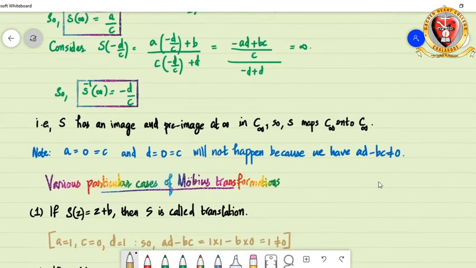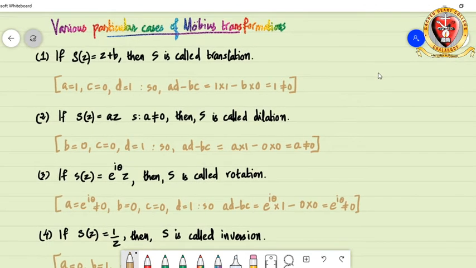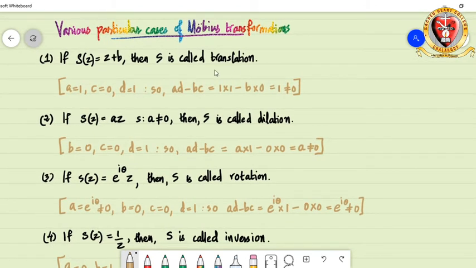Now we are thinking about various particular cases of Mobius transformations. So the first case of Mobius transformation is called translation. It is nothing but if we are taking Z, S of Z will be Z plus B. Okay. And in the form of the Mobius transformation we said earlier, it is AZ plus B divided by CZ plus D such that AD minus BC is not equal to 0. So here A is turning out to be 1, B is a complex number, C is equal to 0 and D is equal to 1. So we can observe that AD minus BC happens to be 1, which is not equal to 0. It is satisfied. It is a Mobius transformation and it is called translation.